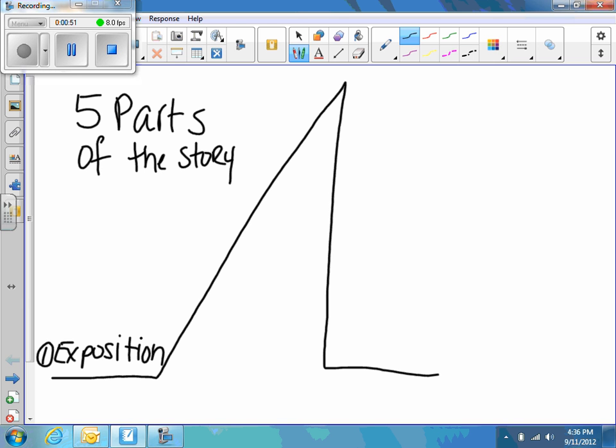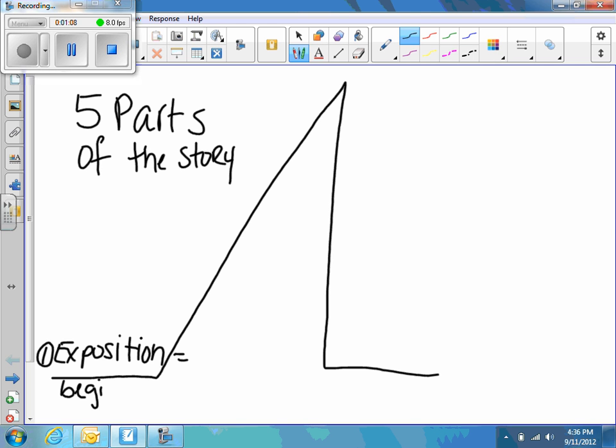Okay, we in elementary school called parts of the story the beginning, middle, and end. We are no longer calling parts of the story that. We are now calling it the 5 parts of the story, and each part has its own name. So in the exposition, that was known as the beginning.